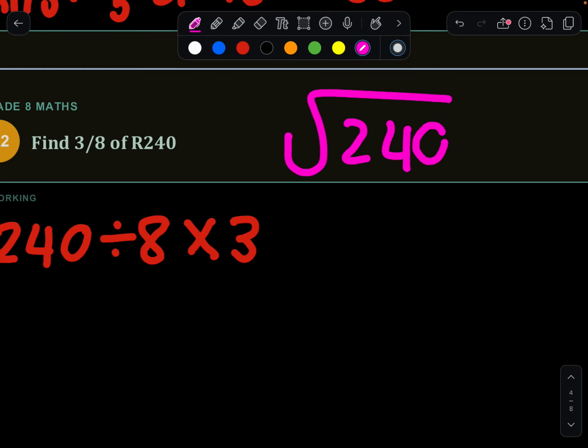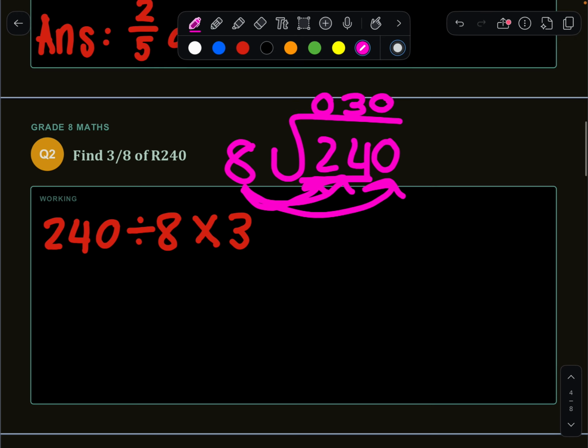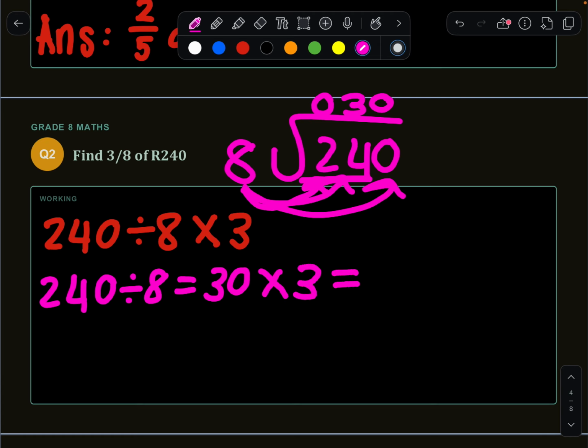240 divided by 8. How many times does 8 go into 2? It doesn't. How many times does 8 go into 24? So it's 8, 16, 24. So it goes in there 3 times. How many times does 8 go into 0? 0 times. Okay, so for that part, 240 divided by 8 gives us 30. And then we have to times it by 3. 30 times 3, or 3 times 3 is 9, and we add a 0, so 90. And that is our answer.